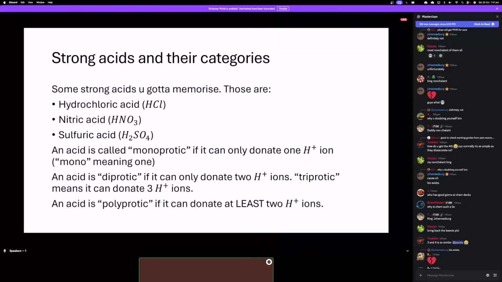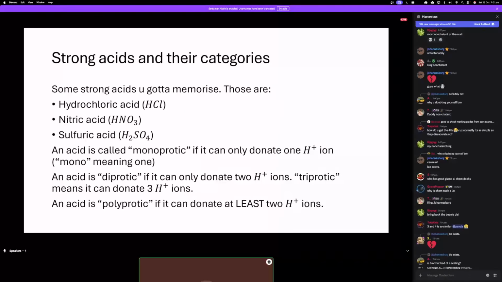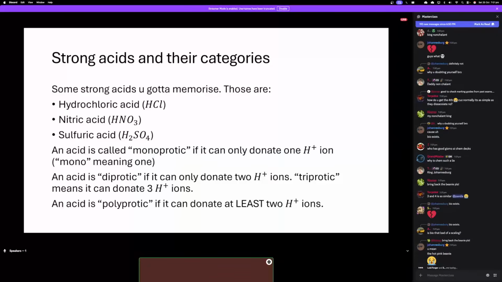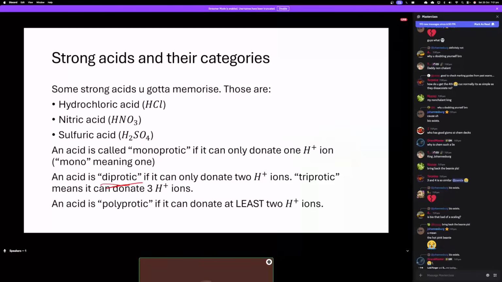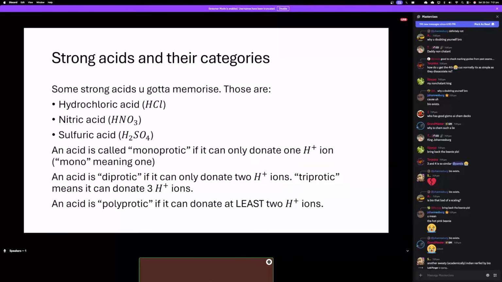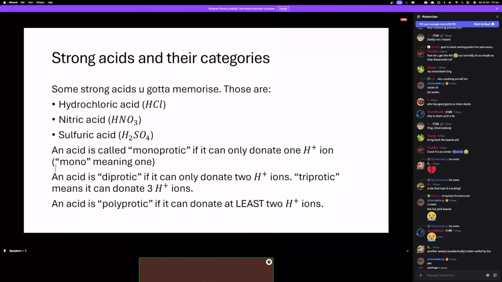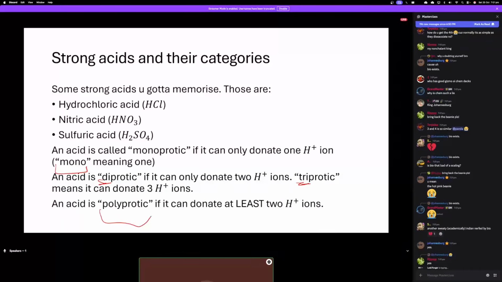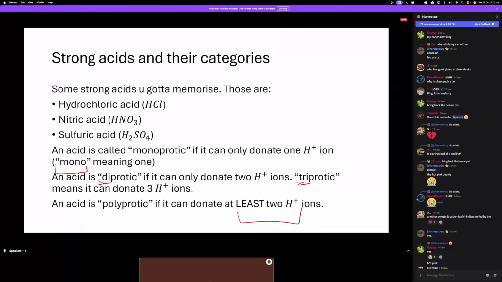Cool. Strong acids, some of the ones you've got to memorize: hydrochloric, nitric, and sulfuric. Some categories: an acid is monoprotic if it can only donate one H plus ion. It is diprotic if it can donate two, and triprotic if it can donate three. Hopefully you see the prefixes: mono, di, tri, right? And lastly, polyprotic. It can donate at least two, right? So if we look at our categories, this one is monoprotic. I'll just write mono. This is mono. This is di, and it's also poly.